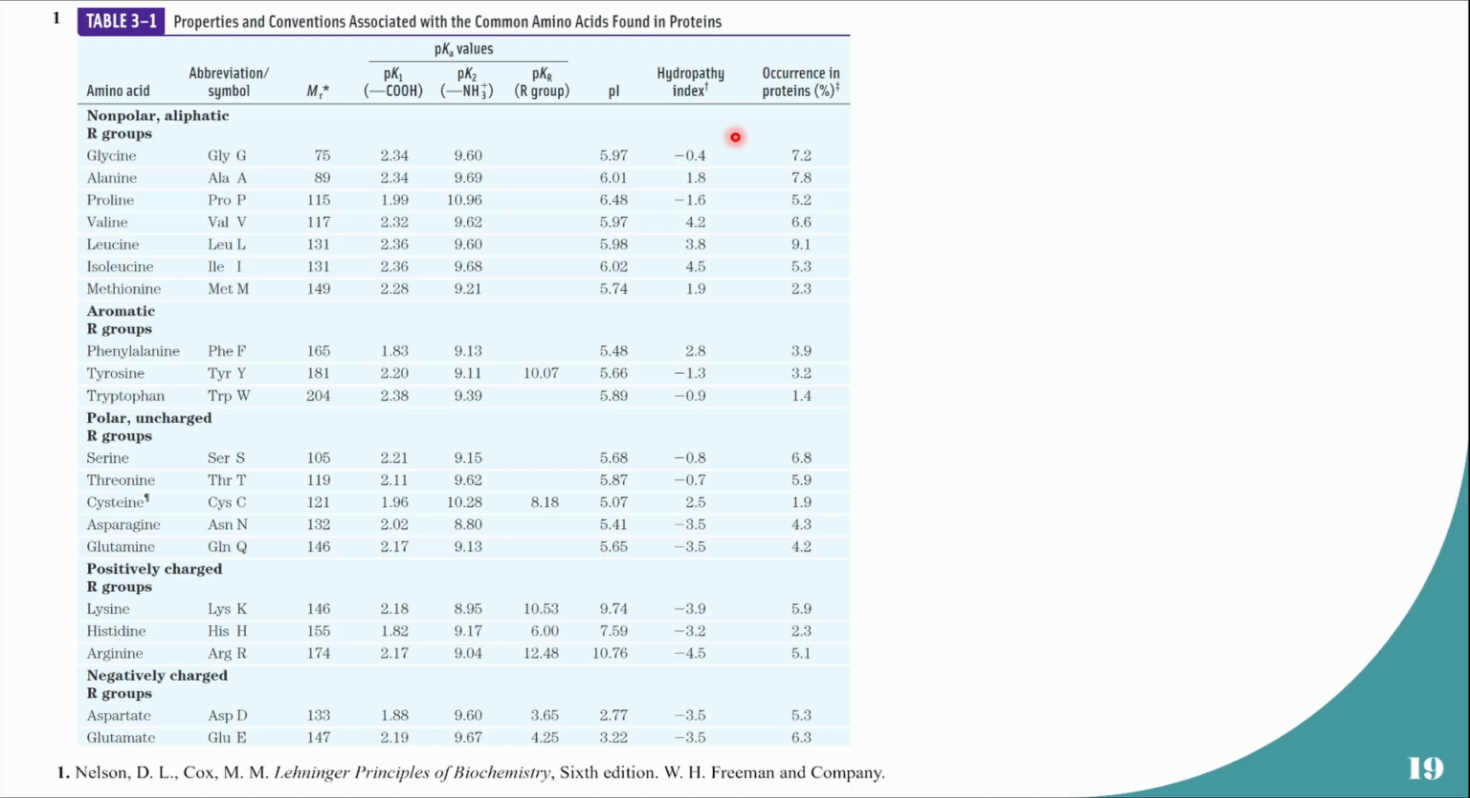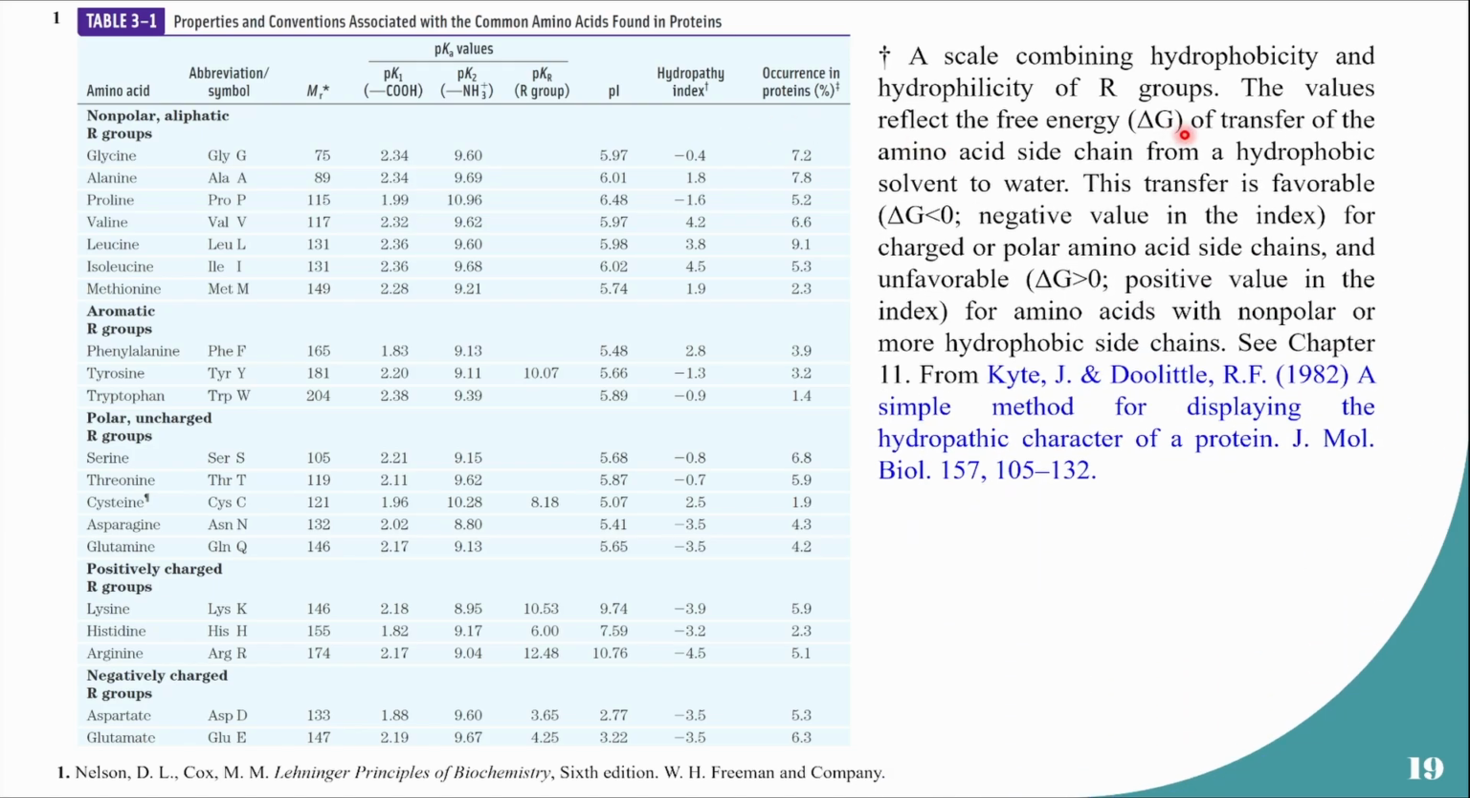So the hydropathy index is basically another parameter that can help us categorize the polarity of the side chains for the amino acids. These values reflect the free energy of transfer, the del G of transfer of the amino acid side chains from a hydrophobic solvent to water. Could you answer a small question: if a side chain of an amino acid is polar, will the transfer from a hydrophobic solvent to water be favorable or not?